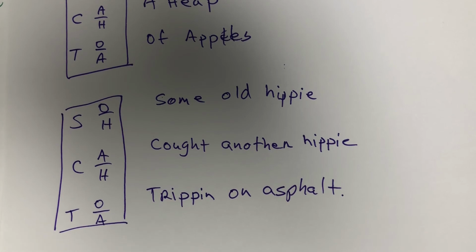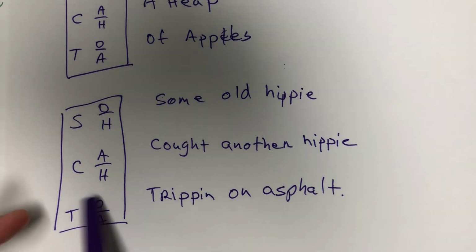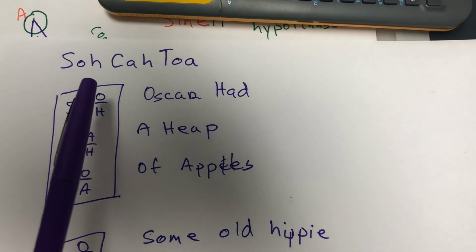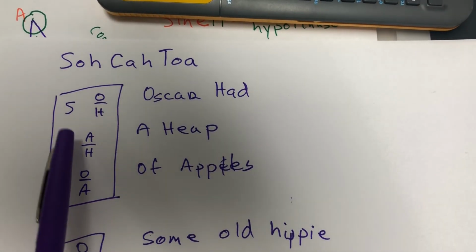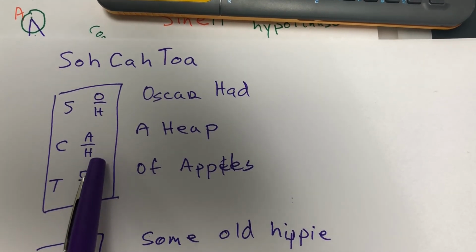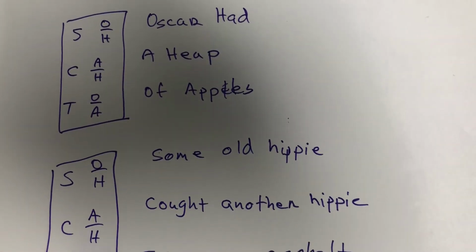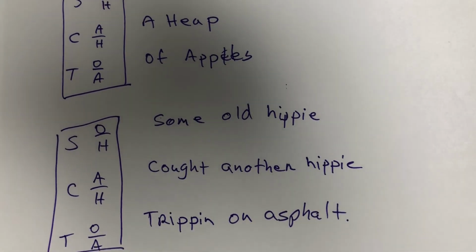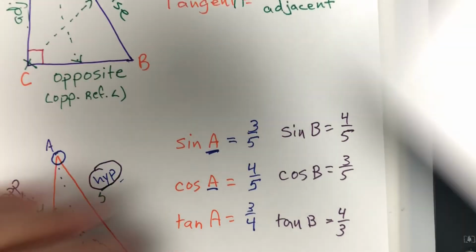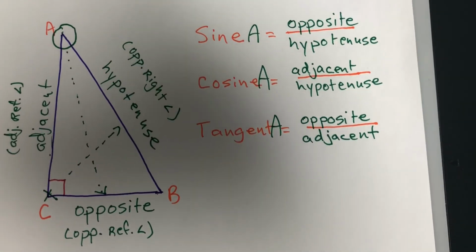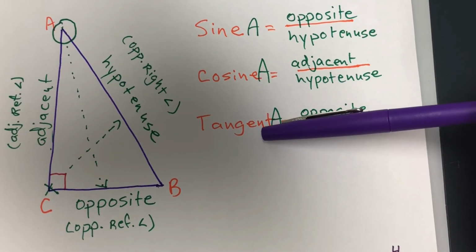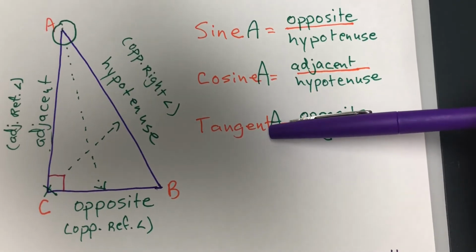So basically 2 things for you to work on today is can you write this table down? You need to be able to write this table down. So whether you use the traditional SOHCAHTOA, write down SCT and then do Oscar had a heap of apples, or use the some old hippie caught another hippie tripping on asphalt. Okay, be able to write the table down and be able to label your right triangle. So your reference angle is always going to be given to you. You have to be told what your reference angle is, one way or another.